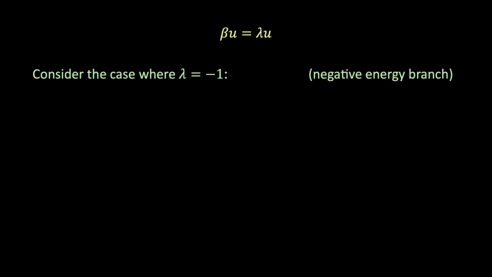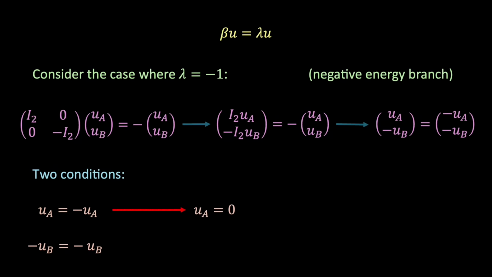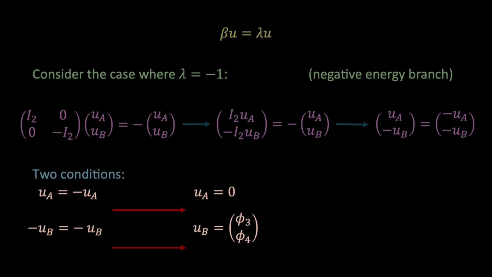Okay, so now let's go back to our eigenvalue equation, but this time consider the case where lambda equals minus 1, which corresponds to the negative energy branch. As before, we write the equation in block form, multiply out and simplify, and we find two conditions, UA equals minus UA and minus UB equals minus UB. And we immediately see that the first condition implies that UA equals 0, whereas the second implies that UB can be any two-component column of complex numbers.